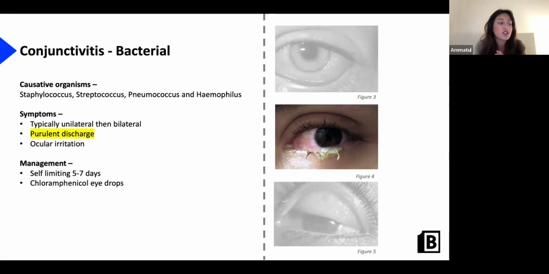And in terms of management, the advice mainly consists of self-care and good hygiene methods to limit the spread of infection, and it should resolve by itself within a week. If these measures don't resolve it within a week, or if the patient is wanting quicker symptom relief, then you could give topical antibiotics such as chloramphenicol 0.5% eye drops, and that should help speed up the process.